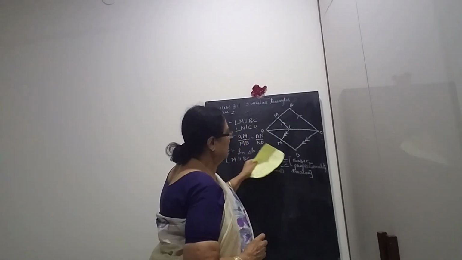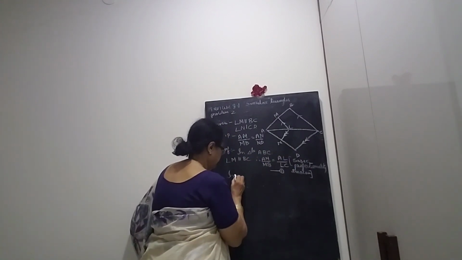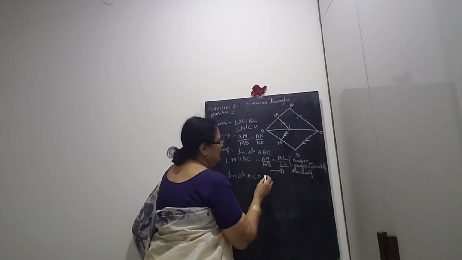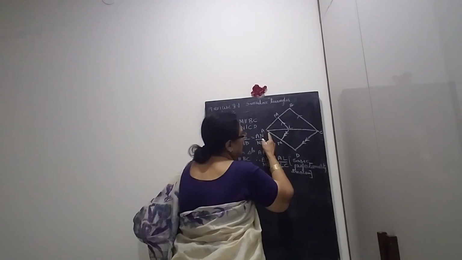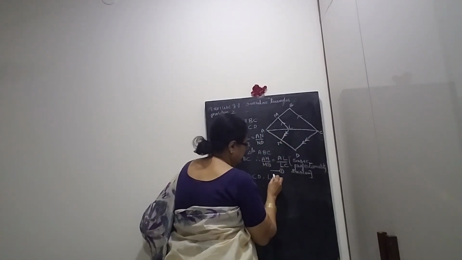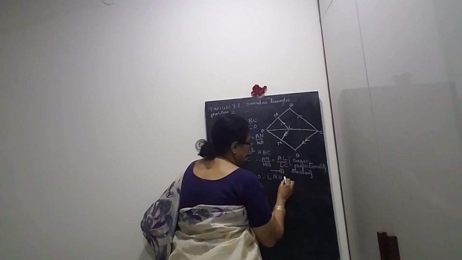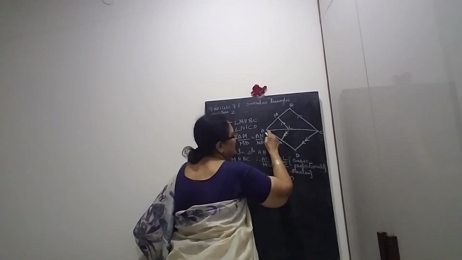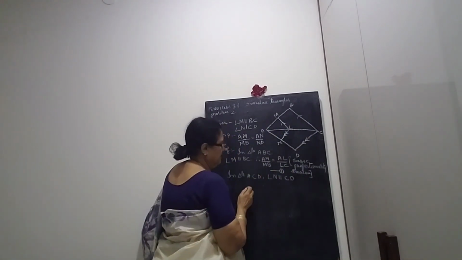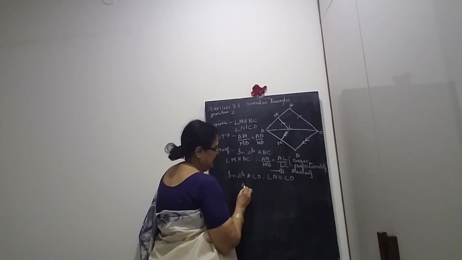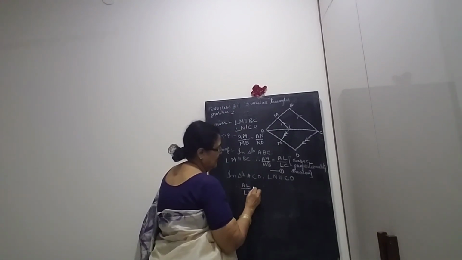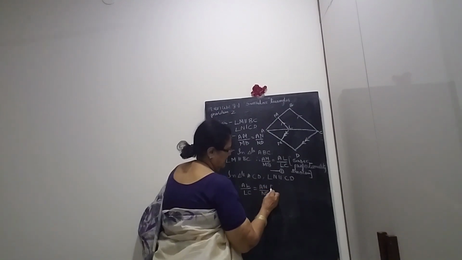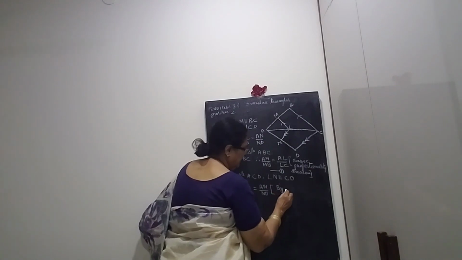And now take the triangle. In triangle ACD, in this what is parallel? LN is parallel to CD. Therefore this line is parallel to CD. This divides AC and AD in the same ratio. Therefore AL by LC is equal to AN by ND by basic proportionality theorem.